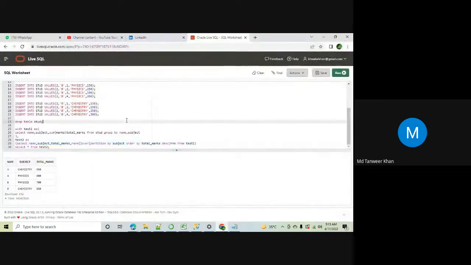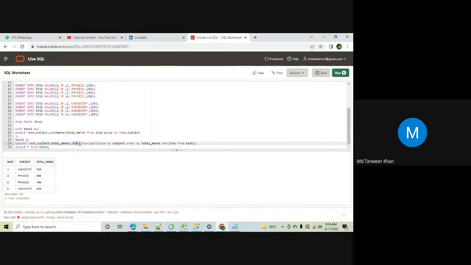Now to give ranking, here you see what I've written. Select name, comma, subject, comma, total marks. I think this is simple. From this table, test one, temporary table, I have name, subject, and this I gave an alias as total marks. I've used that total marks. I hope this is clear so far.